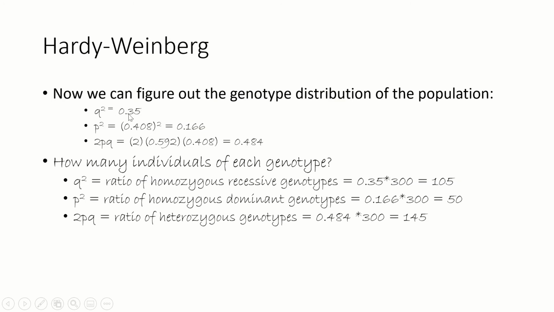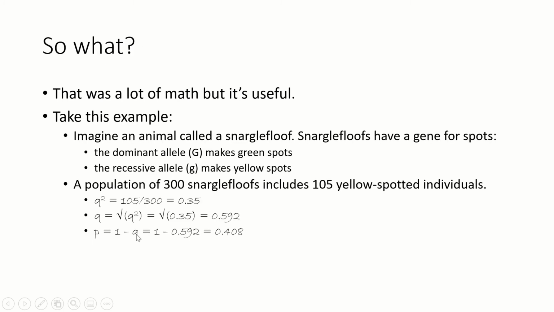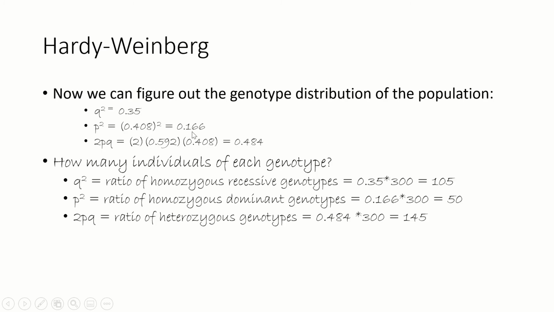So we've got q squared. We started off with that. That was our 35%. We take our p, square that, we get 0.1666. That's our p squared, our homozygous dominant individuals. 2pq, 0.484, that's our heterozygous individuals. So we multiply each of those numbers by 300, because remember, this is a proportion of the population. We know our total population is 300, and we get our genotype distributions.